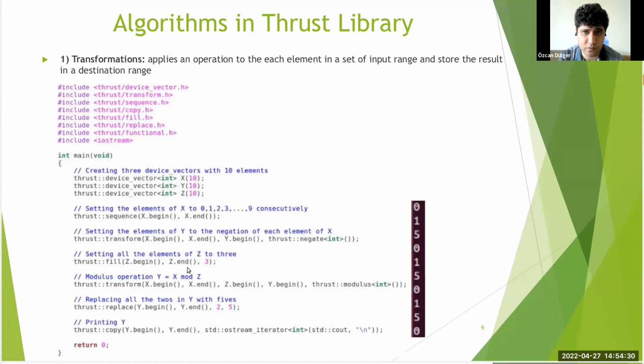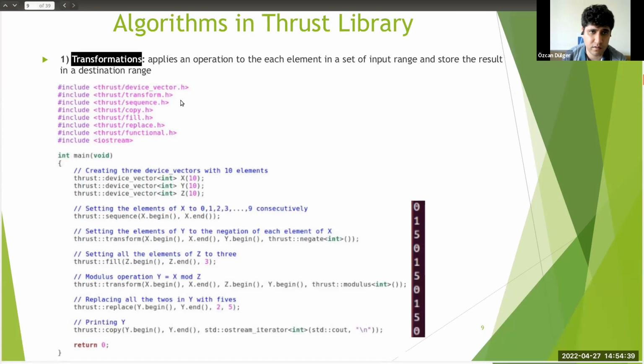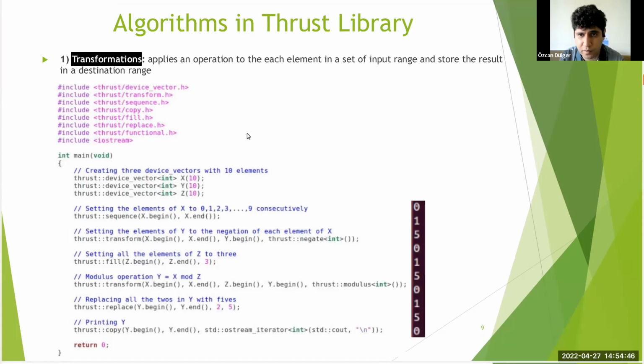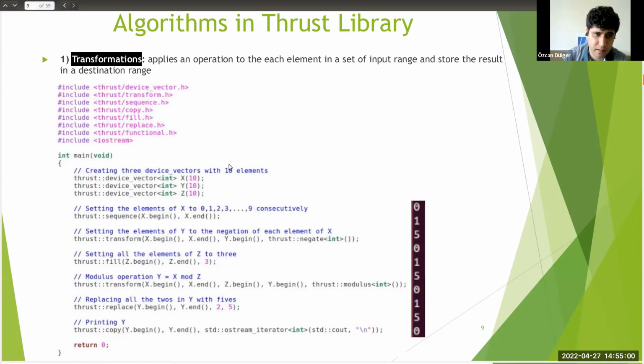Okay, there are some algorithms in the Thrust library. The first one is transformations. Transformations is the first algorithm. It applies an operation to each element in a set of input range and stores the result in a destination range. So we apply an operation to each element in the range and store the result in the destination range. Let's look at some functions in transformation.